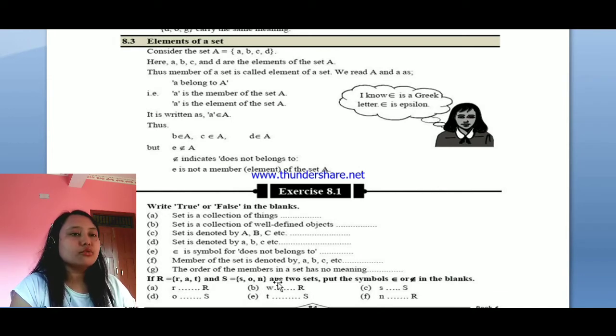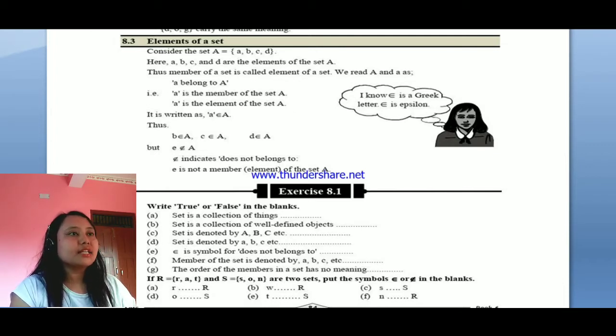So now what do we need to use? We need to use the symbol epsilon. Either R will belong to set capital R or not. It will belong to set R. Therefore, we will use the epsilon sign here. Similarly, when we look at W, is W an element of set R? No, because W is not an element of set R. So W is epsilon naught. That is, W doesn't belong to R.